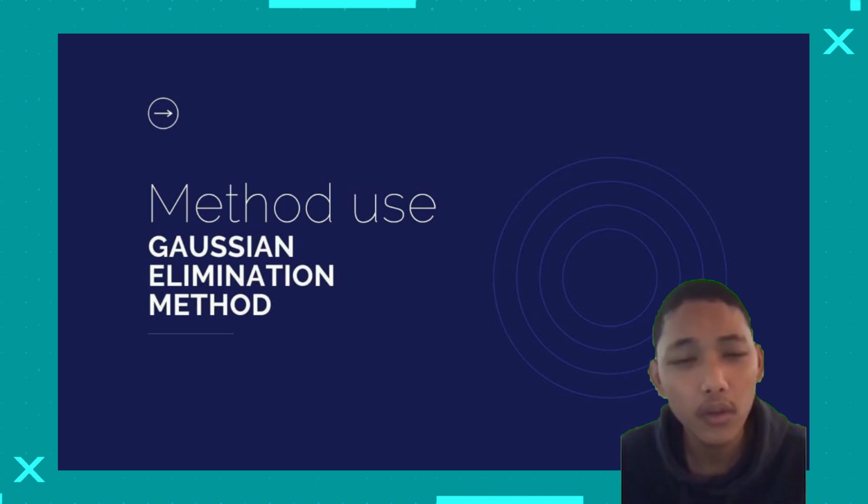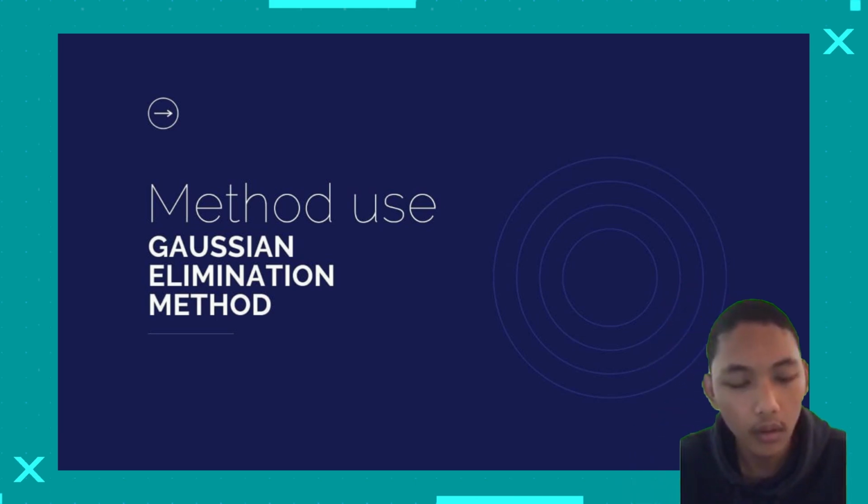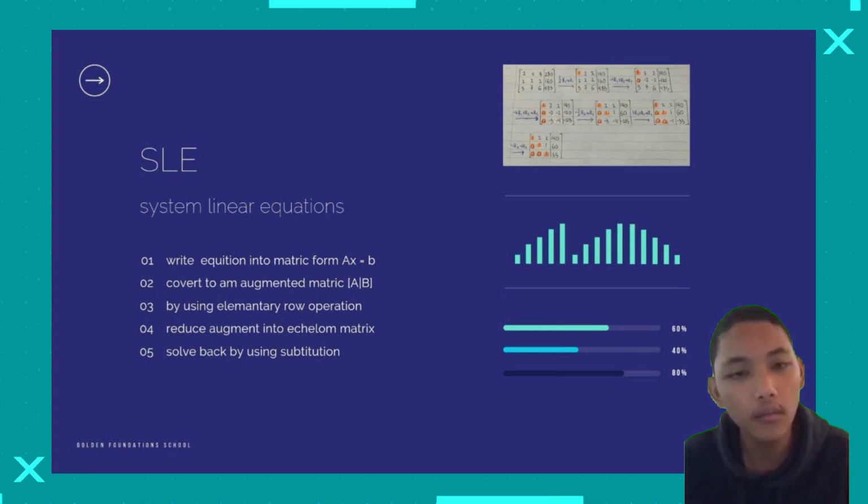The method that we use in this question is the Gaussian elimination method. Firstly, we talk about the SLE, which means system of linear equations. First, we write the equation into matrix form AX equal to B. Then we convert to the augmented matrix [A|B]. By using elementary row operations, we reduce the augmented matrix into the echelon matrix. Then we solve by back substitution.